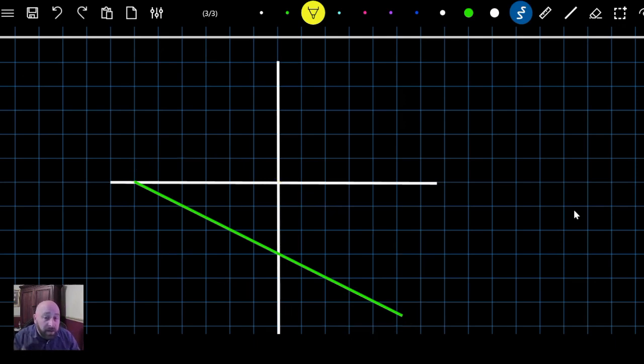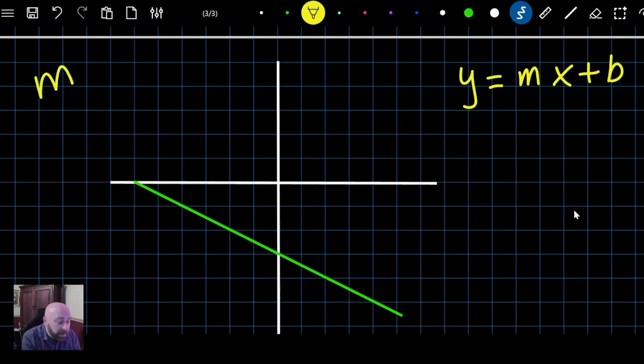What you need to do now is write the formula. You need to write it in slope-intercept form, so we need to write y equals mx plus b. We want to plug into that. So what is our m and what is our b? That's important because that's going to plug into this formula, and that's going to give us our equation.